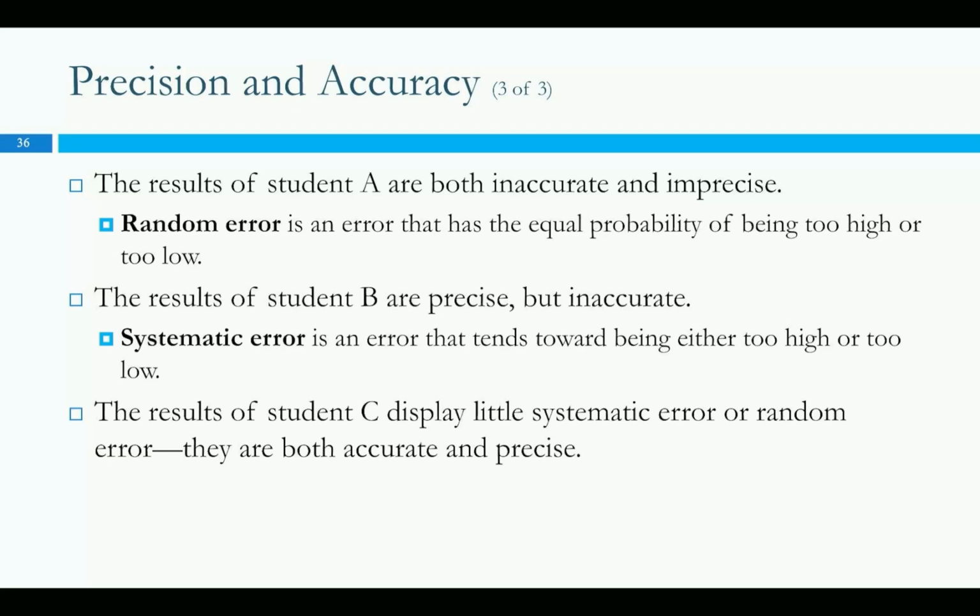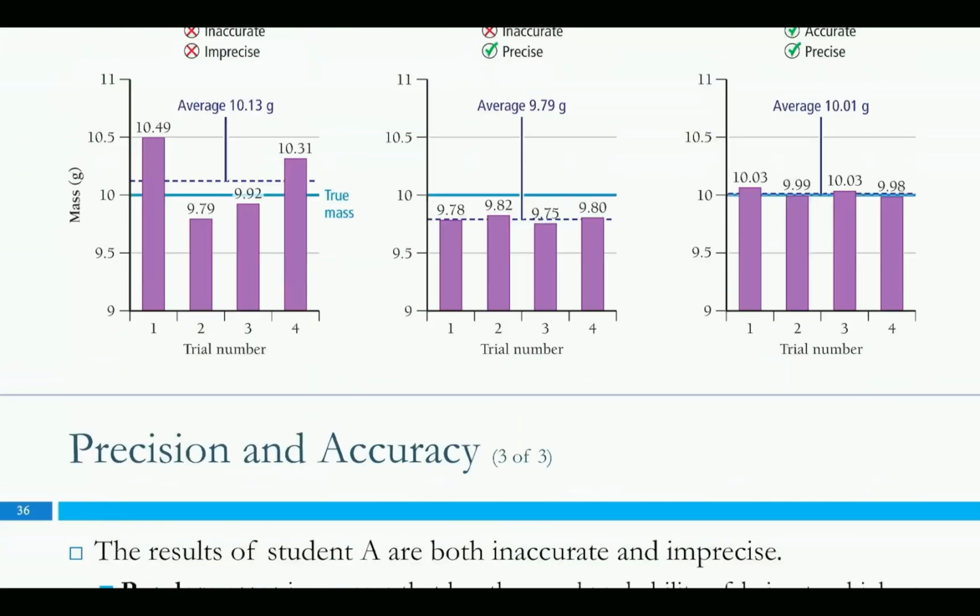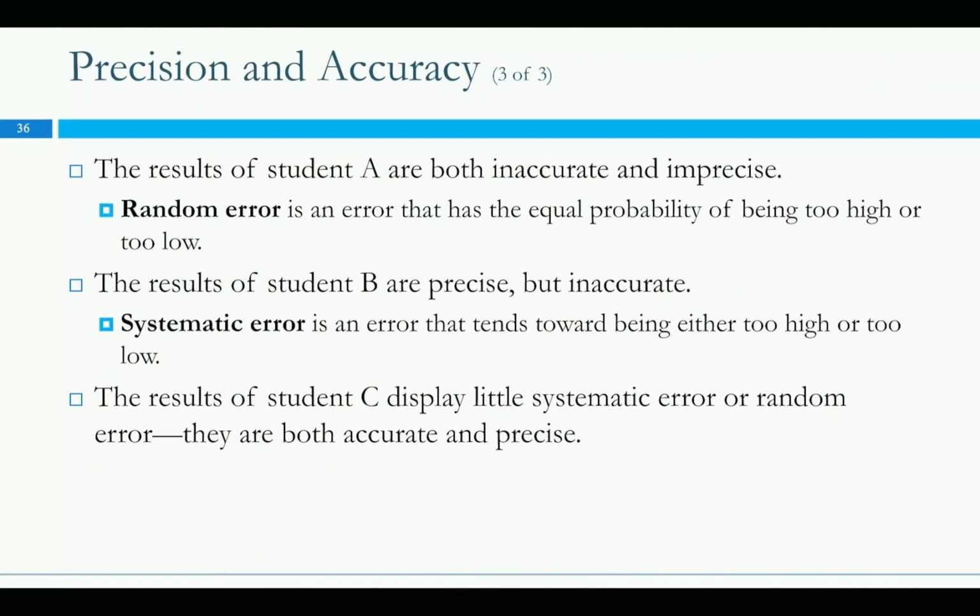Systematic error, like for student B, is usually too high all the time or too low all the time. Or it could be kind of anything, like student A, where they had values all over the place. Can anybody think of a systematic error that you might make when weighing something?